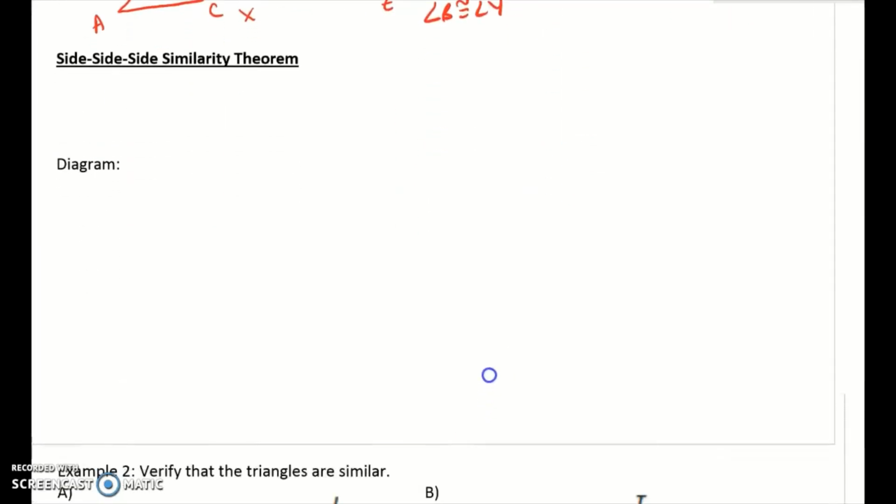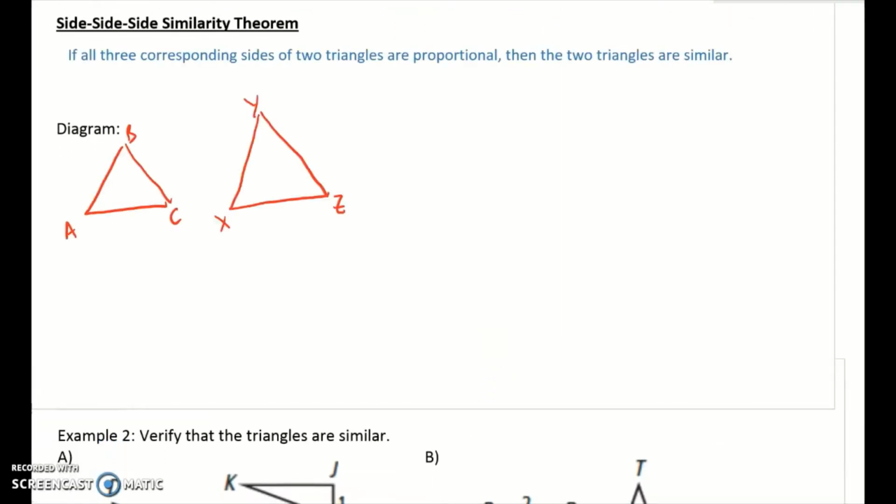Last one is side-side-side similarity. And this one says, if all three corresponding sides of two triangles are proportional, then the two triangles are similar. So you want to make sure all three are going to end up with your same ratio.